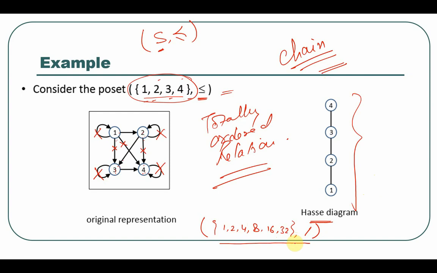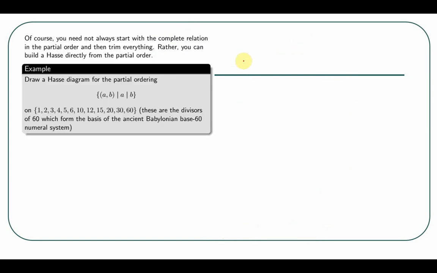I leave it up to you to draw first the digraph and then convert it into the hash diagram. But if you see, if I take any two elements, let us say 4 and 16, 4 divides 16. If I take 8 and 2, 2 divides 8. If you take any two elements, they will be related to each other by this relation. It's not necessary that you always start with a digraph and then you make the hash diagram. You can draw the hash diagram from scratch also.